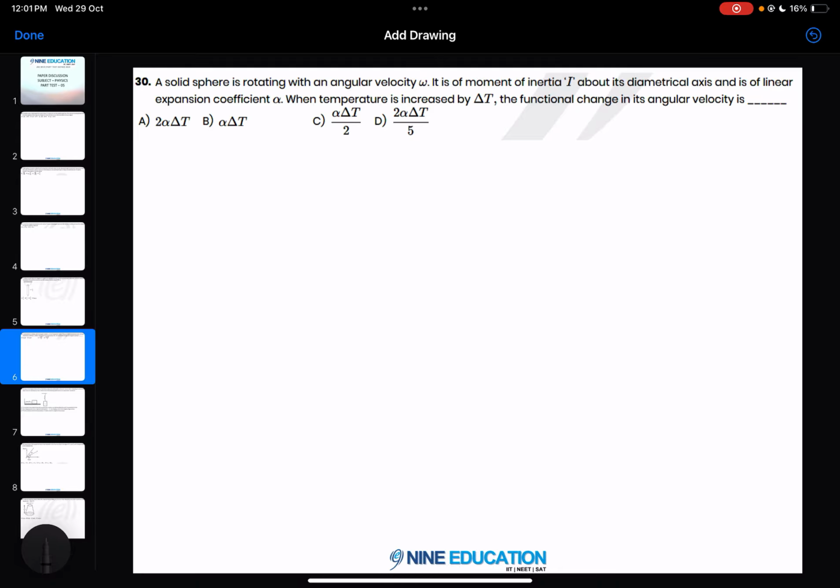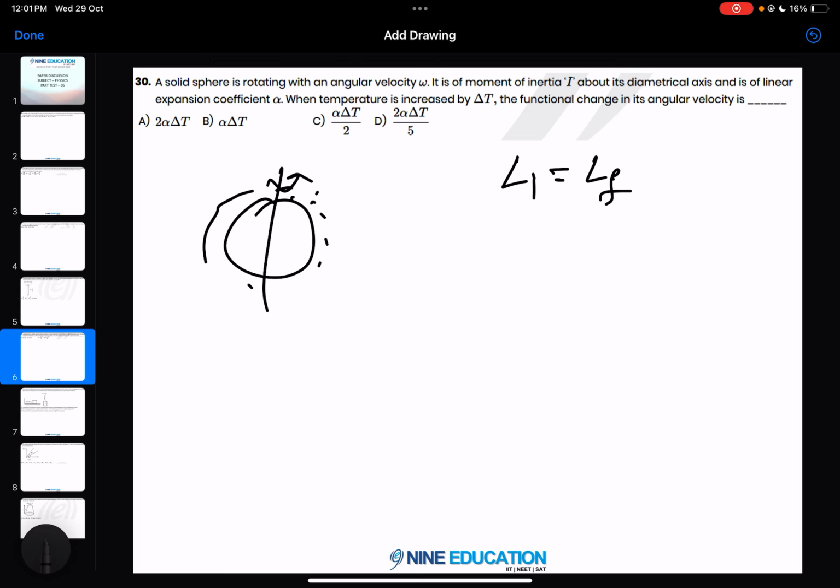Moving on to the next question. So there is a sphere which is rotating about the diameter and it is heated. Now when it is heated, it is going to expand and some of the mass is going to be at the outside, which will increase its moment of inertia. So we solve this question by again conservation of angular momentum. I1 omega 1 equals I2 omega 2. And here if you observe, we need fractional change. This is a typo, we need fractional change.